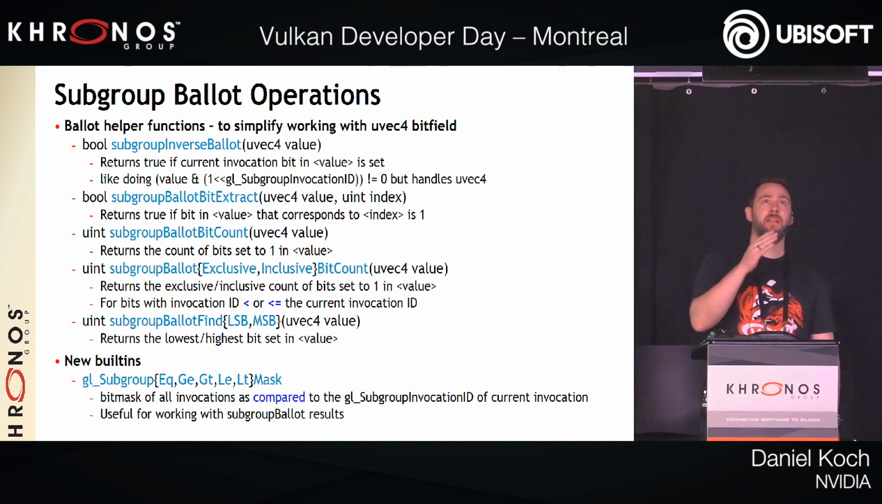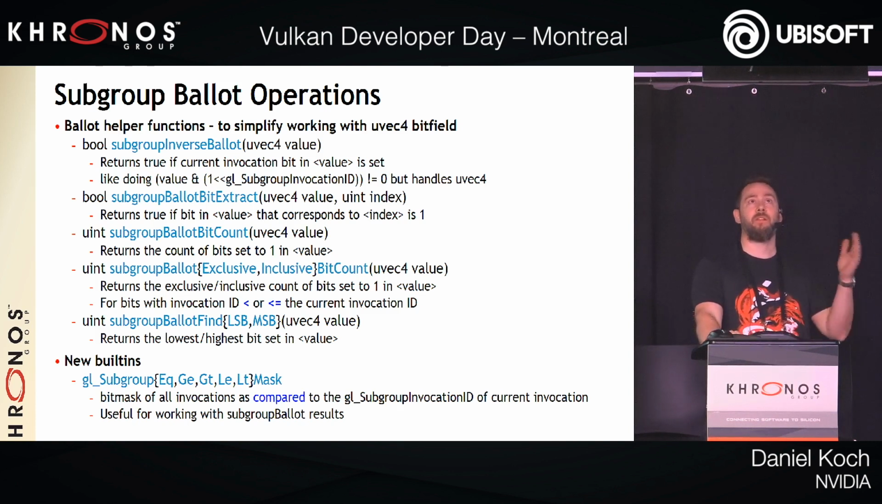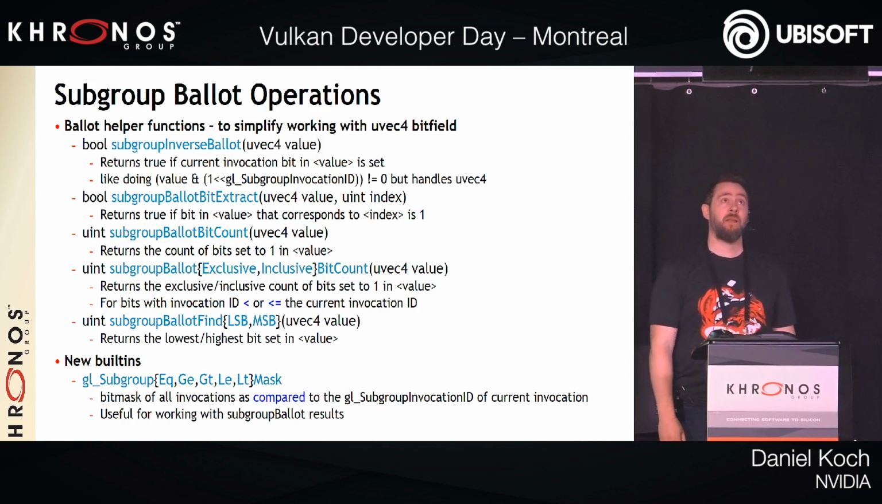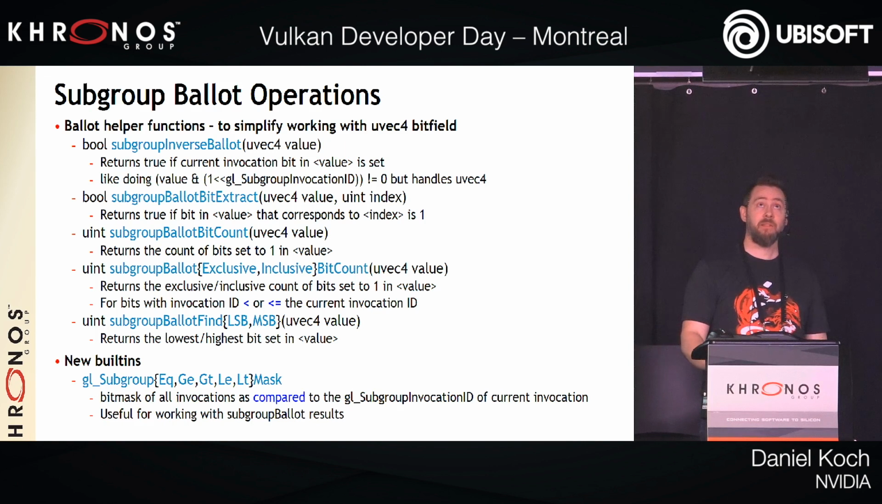You can also do exclusive and inclusive bit counts. Those are just like the add operations. They include the lower ones, or the lower ones and yourself. So if you want to calculate how many invocations below me evaluated true, you can figure that out. And finally, there's subgroup ballot find LSB or MSB. Find LSB is basically going to give you the same as subgroup elect, and MSB, maybe you want to know the highest thread for some reason. Just some other helper functions.